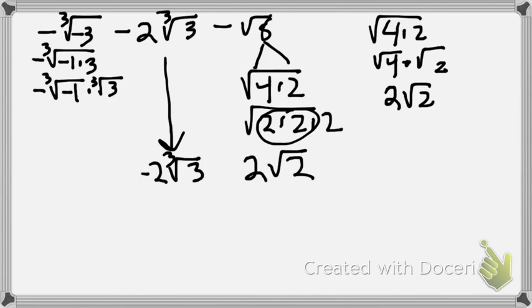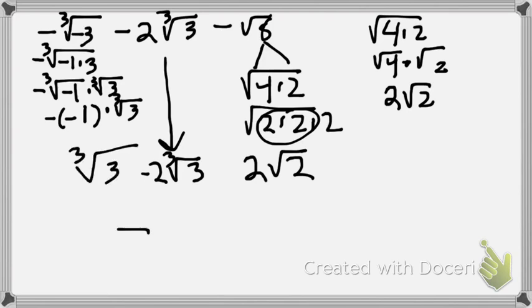So here I have the third root of negative 1. Well, that's just negative 1. So I have negative 1 times the third root of 3. And that gives me negative third roots of 3. Because I had 1 minus 2 radical 2. And that's my answer.